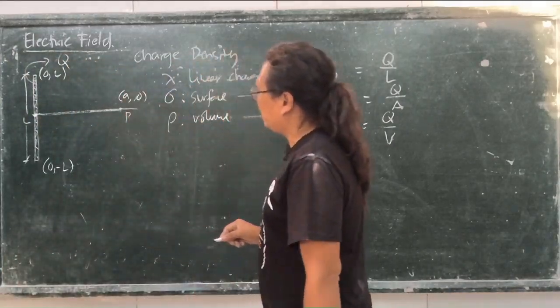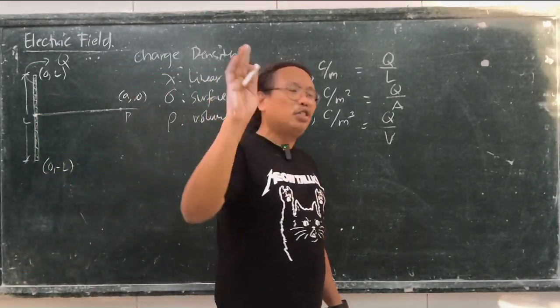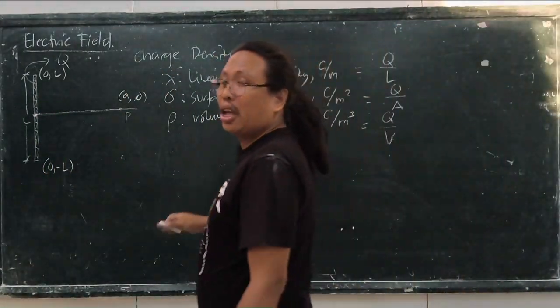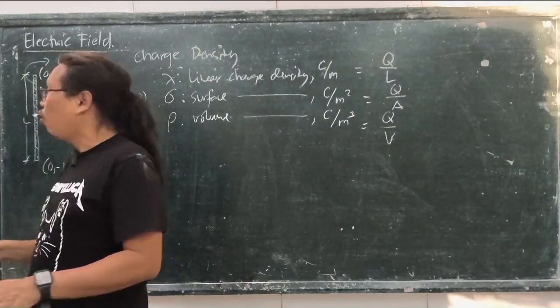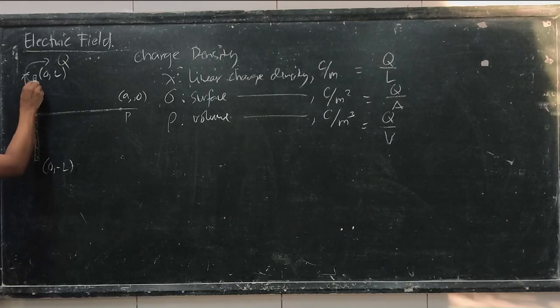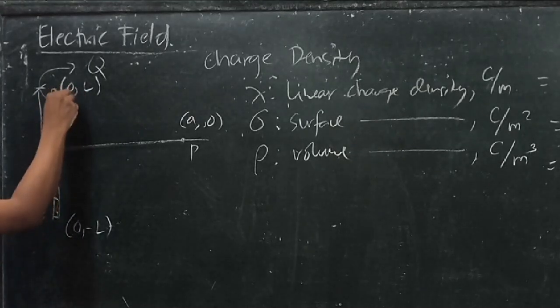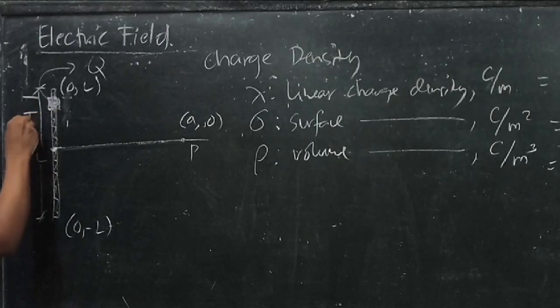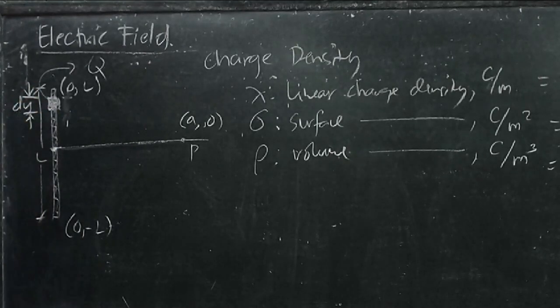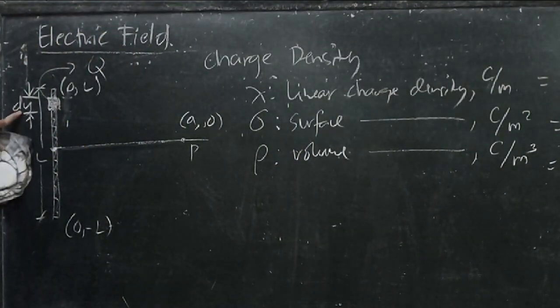So what we need now is, to start with, we do not yet know how to calculate the electric field of a line. But what we know so far is how to calculate the electric field of a point. So, in order to do that, we have to convert this line into a series of points. It's not actually points, but discrete points. Assuming that this is a point, let it have a differential length of dy. It is so small, infinitesimally small.